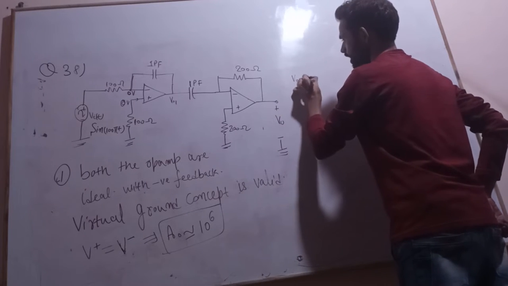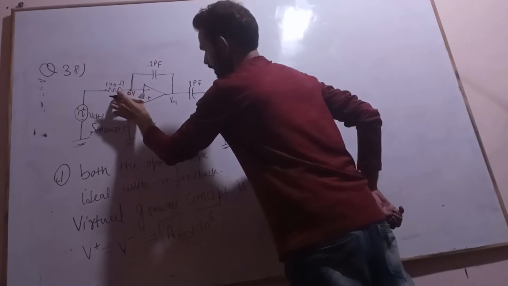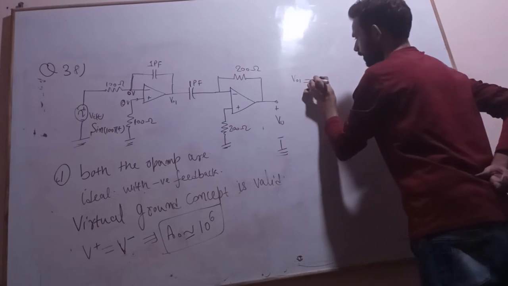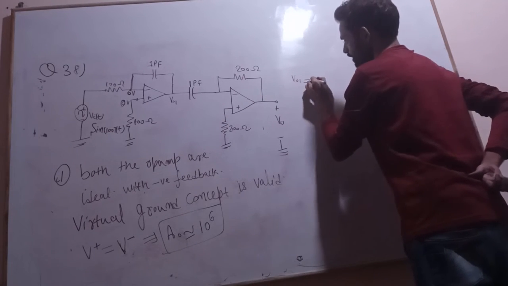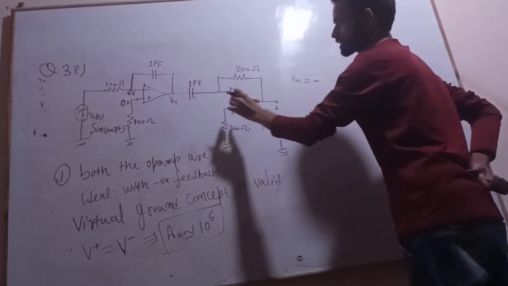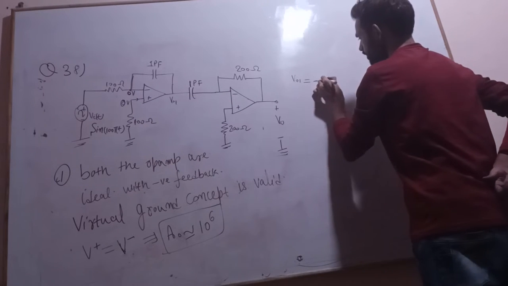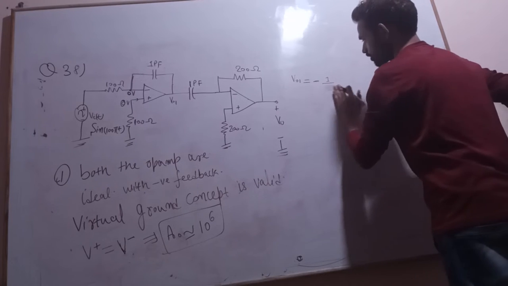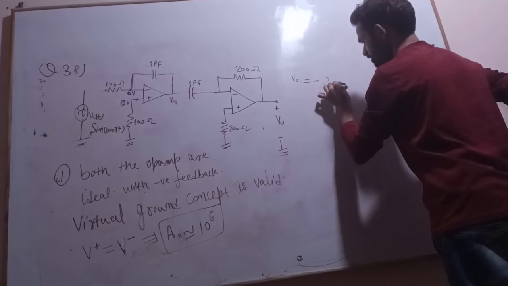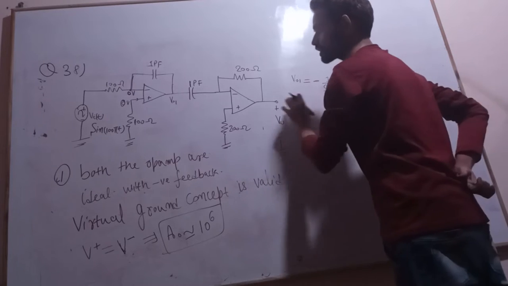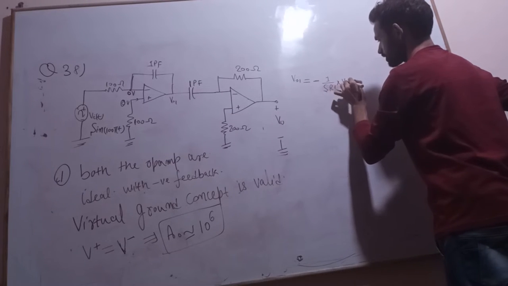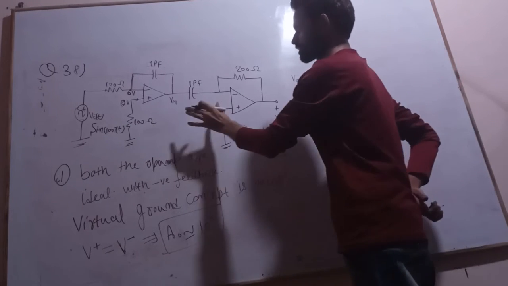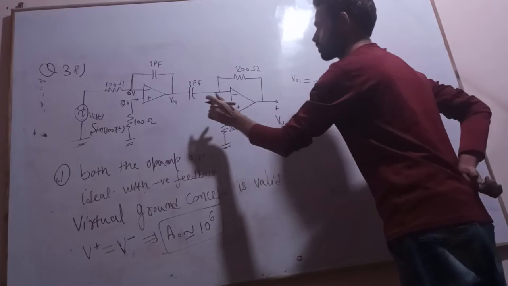As we know very well, for an inverting op-amp, the output voltage is minus RF by R1 into Vi of S. Here the feedback impedance is 1 by SC, so it is 1 by RSC, or you can say SRC. So this is my output voltage V01.